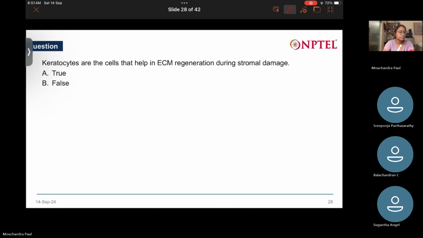True. Yes. So you can be only 50% wrong here. So it's actually correct. Keratocytes do help in ECM regeneration. All right.